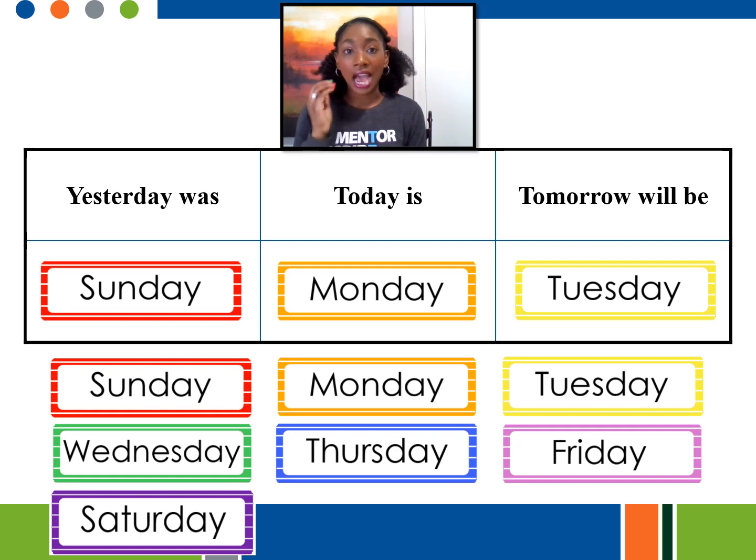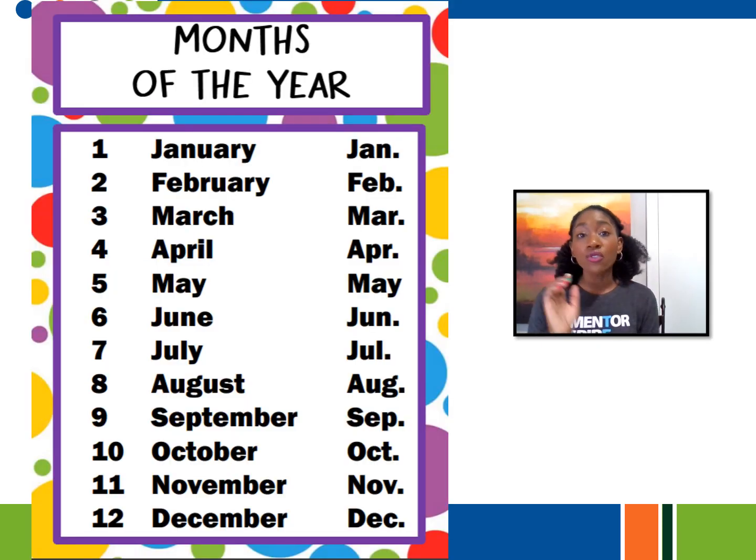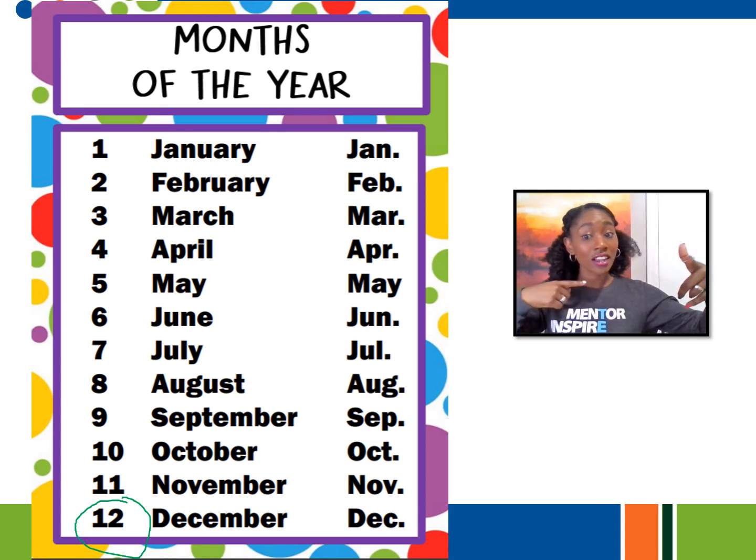Now, let's go ahead and say our months of the year. And you know we always start with the very first month, January, and we go all the way down to our current month, which is the last month of the year. So let's go ahead and we're going to say January, February, March, April, May, June, July, August, September, October, November, December. And we know that December is the 12th month of the year, and it's our very last month of the year. Pretty soon we're going to be starting a new year, and we'll be back at the first month.